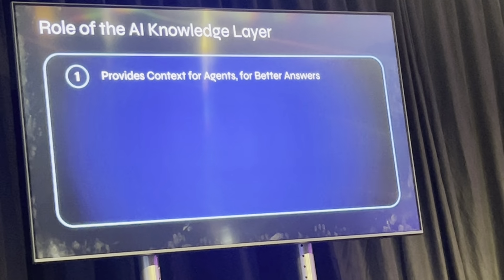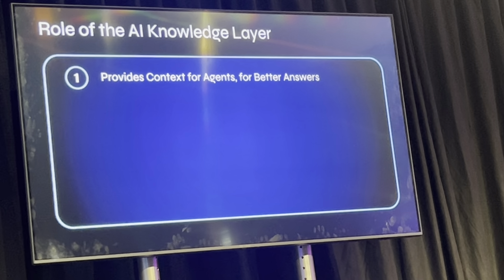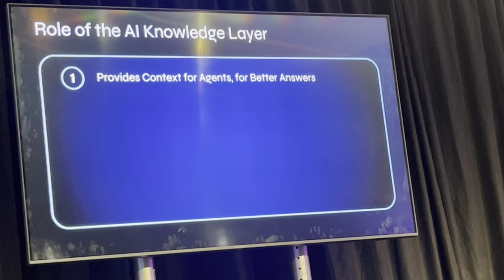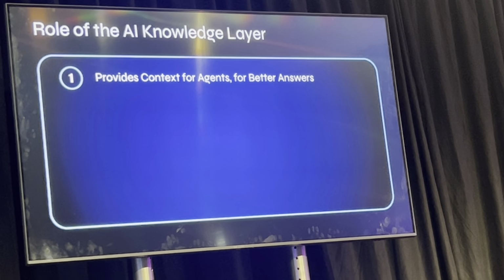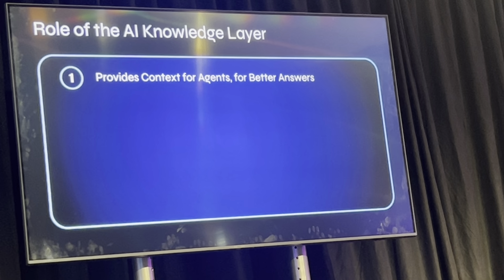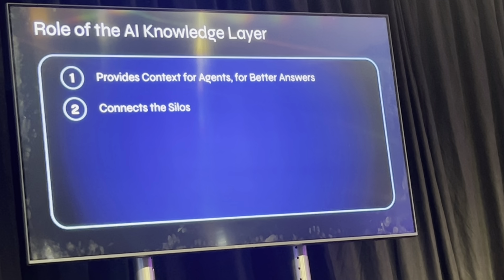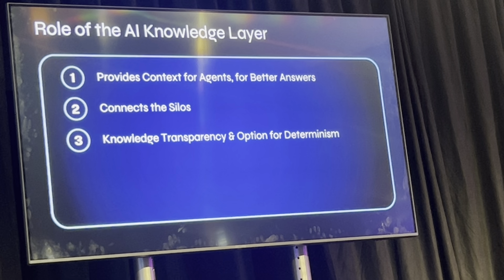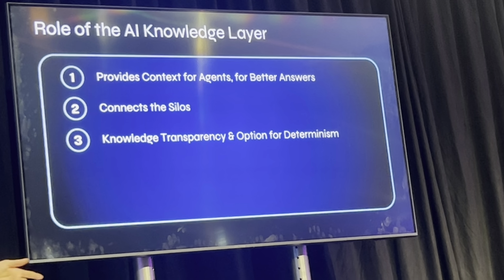Now, what are the roles of a knowledge layer? I'm going to summarize something that I presented in a little bit more detail yesterday. So the recap is it provides better context for agents and as a result, better answers, number one. Number two is it connects the silos. Number three is it gives you knowledge transparency and an option for determinism. What do I mean about an option for determinism?